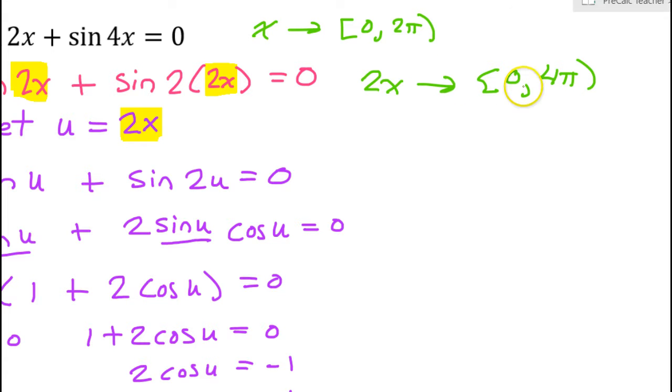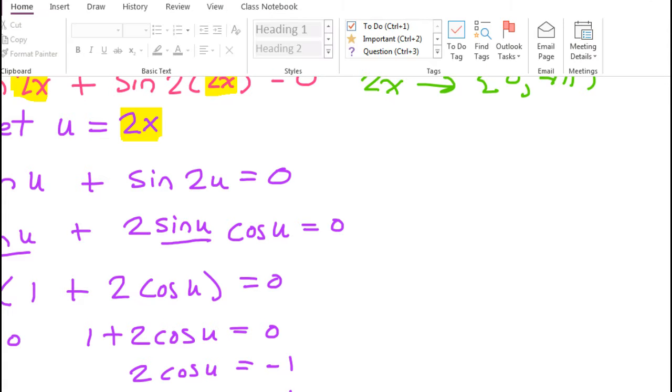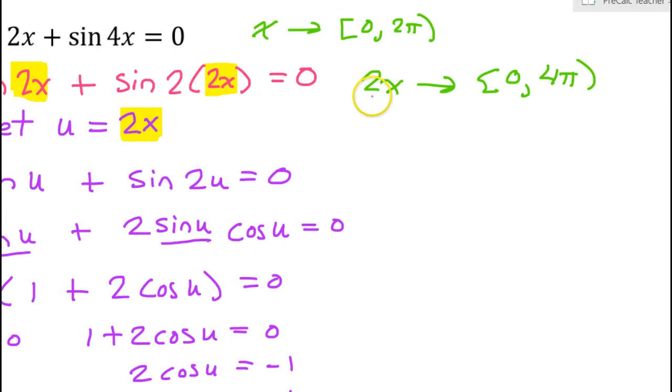Okay, I'm going to have to double it. If I'm doubling the x, I'm going to have to double the interval. And the reason for that is, in the end, I'm going to have to get x by itself. So if it comes down to 2x, which it will, my next move is going to be to divide everything by 2. To get x by itself, I'm going to have to divide everything by 2.